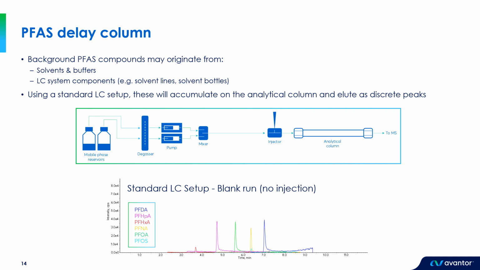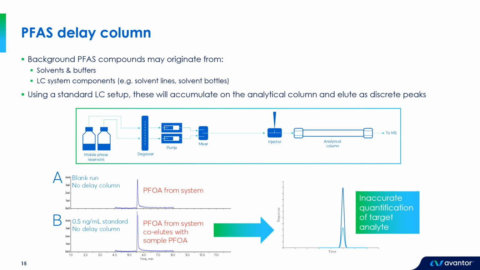And of course, if we inject an actual sample, those background PFAS peaks will correlate with the PFAS in our sample, and this is what's shown here in chromatogram A. We perform a blank run and we see a peak for PFOA, which originates from our LC system. If we inject a sample containing PFOA, as shown in chromatogram B, this background peak overlaps with our sample peak and ultimately leads to inaccurate quantification of our target.